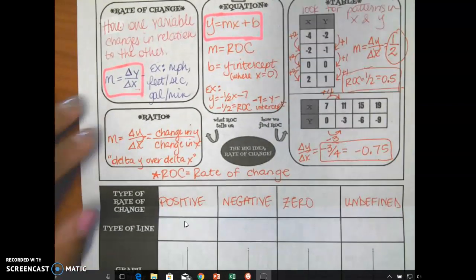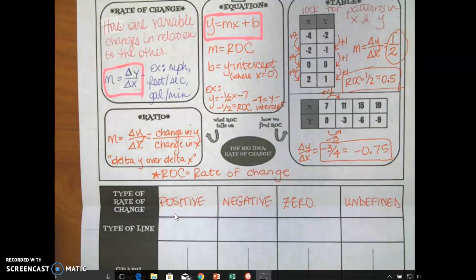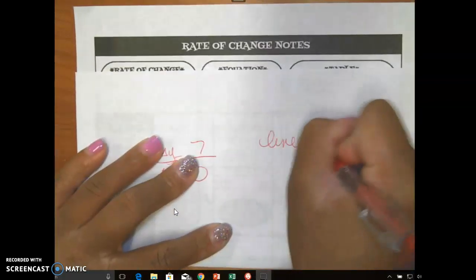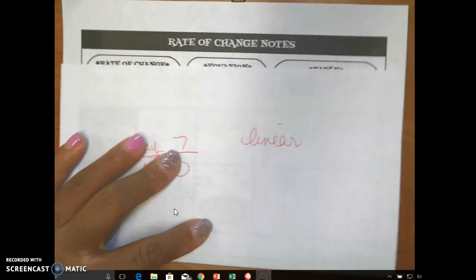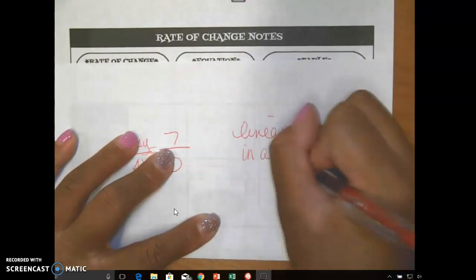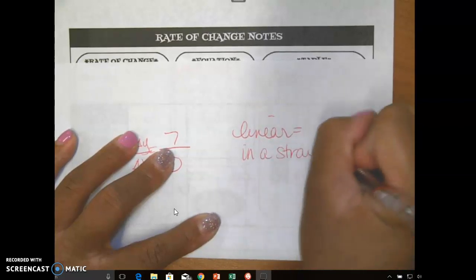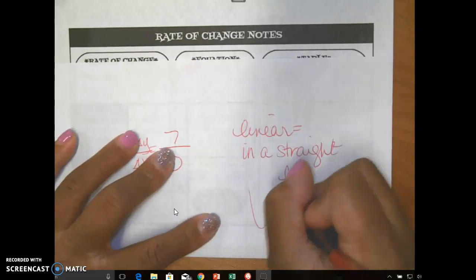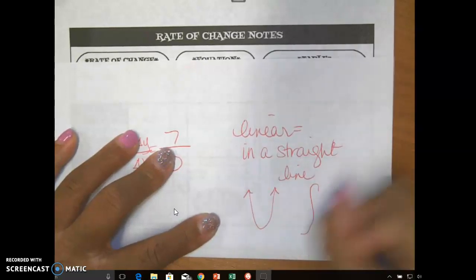So for these lines, you'll have 4 types of lines. All of them are straight. These are all linear relationships. The word linear, again, you don't have to write this down. You wrote that in your notes yesterday. Linear means in a straight line. In algebra, you'll learn about parabolas and hyperbolas.